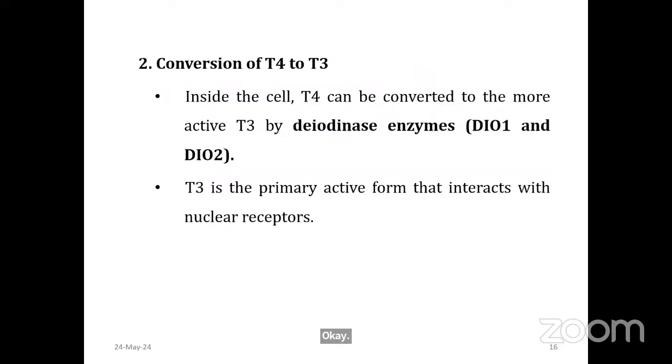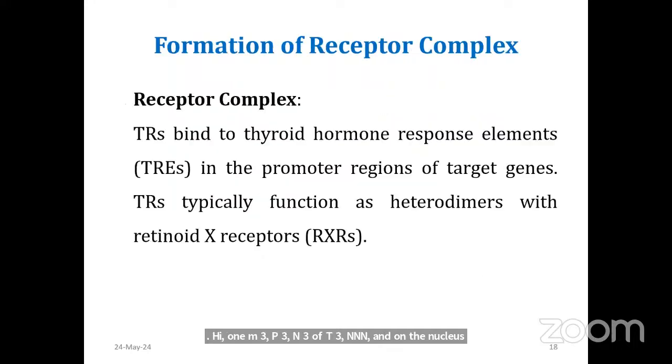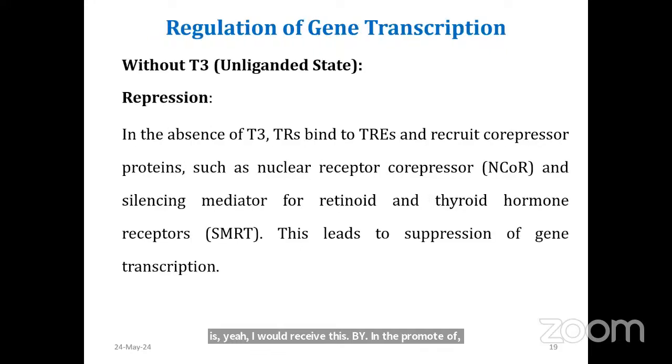Yes, so we were talking about thyroid hormone entry, entry of T3 on the nucleus. On the nucleus, there are specific receptors, thyroid receptors alpha and thyroid receptors beta. So these TRs, thyroid receptors, bind to thyroid hormone response elements, as we have discussed. On each chromosome, there are specific thyroid hormone response elements in the promoter region of the target gene. And TRs typically function as a heterodimer with the retinoid X receptors.